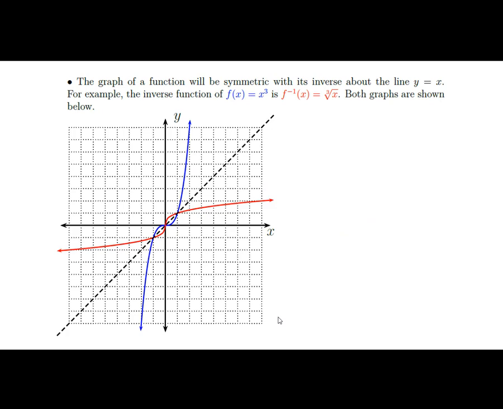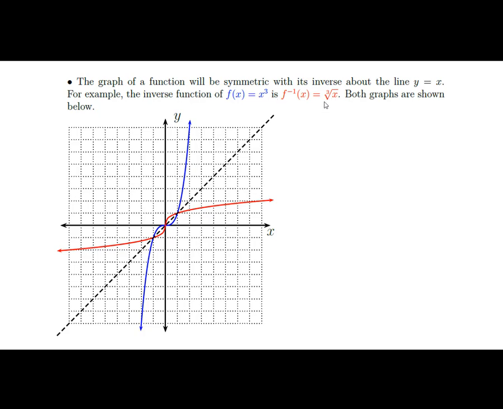Supposing that we have a one-to-one function, I want to show an example of what happens on the graph of a one-to-one function if we graph both it and the inverse. Here's an example. f of x equals x cubed in blue is a one-to-one function. It passes the horizontal line test. So its inverse, the thing that undoes the cubing of x, would be the cube root.